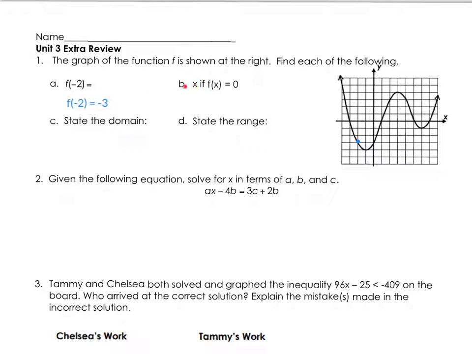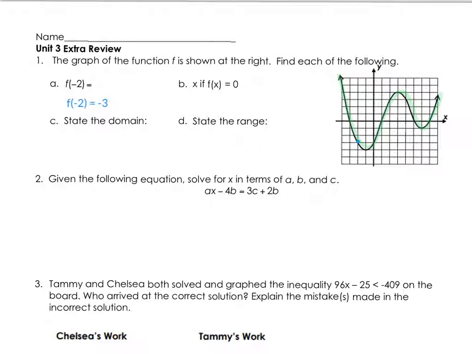The next one says find x if f of x is 0. So that means that my y value is 0, so I'm not moving up or down at all. If I look at my graph at a y value of 0, I can only move left or right. So I'm going to go left. The furthest left I can go is this point right here, which would be back 1, 2, 3 spaces. So the first value is negative 3, but that's not the only one for this function.